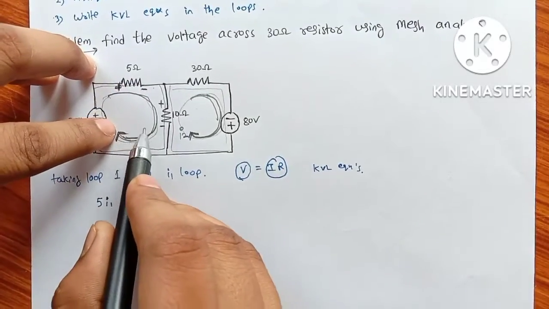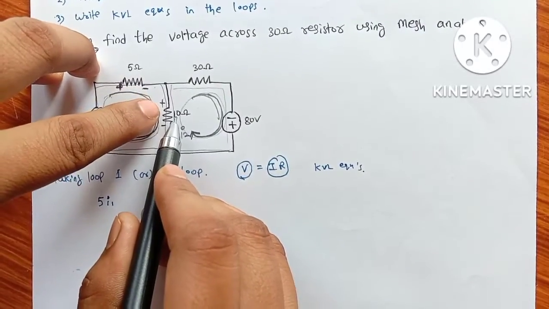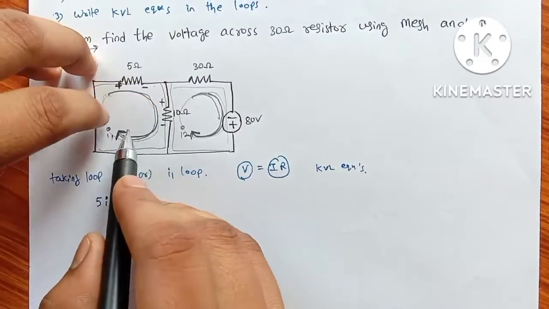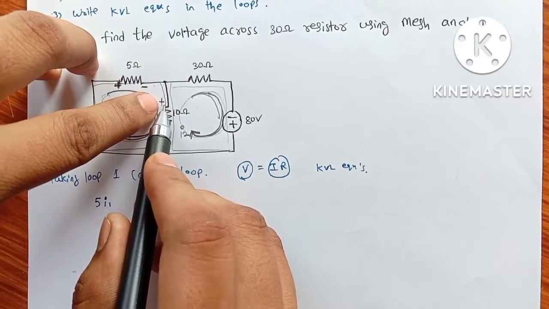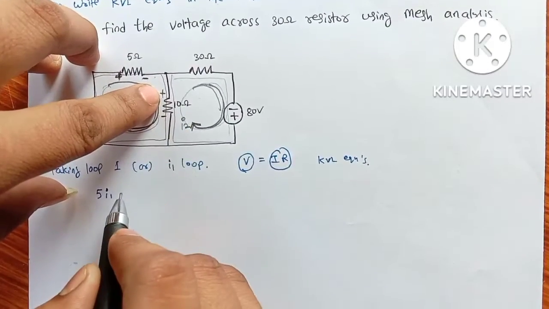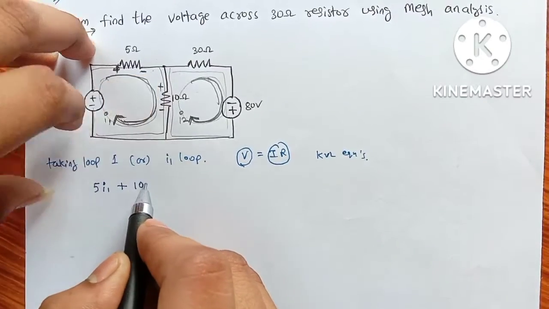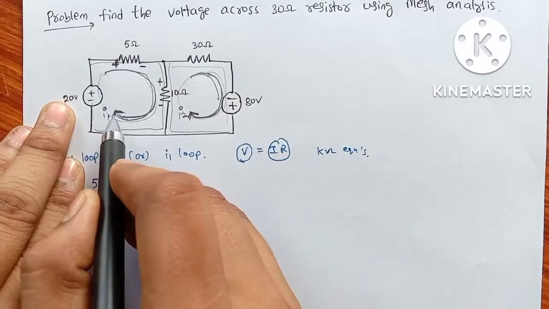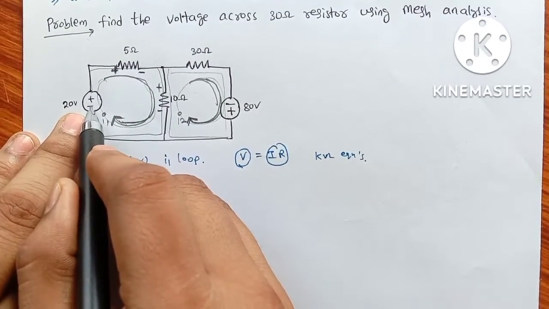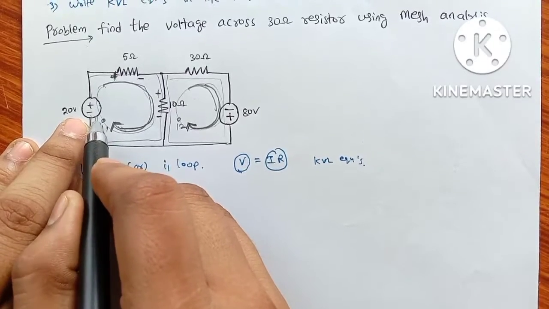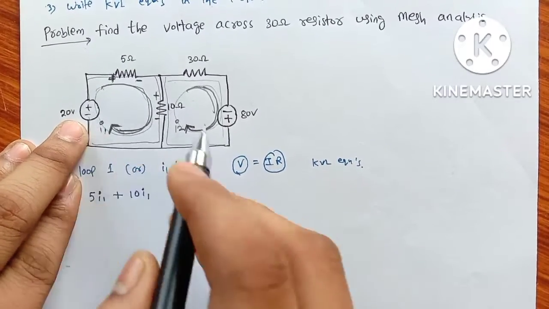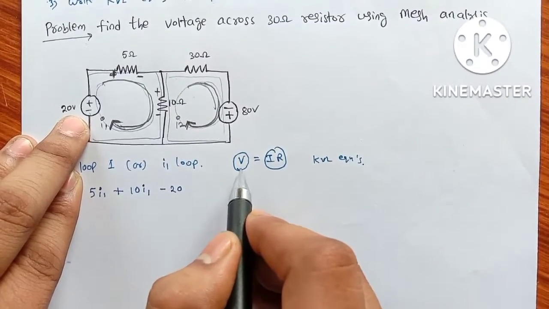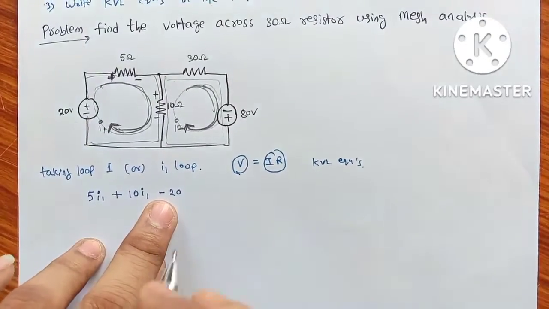Another factor is this 10 ohms resistor in loop 1. Here I1 is touching the positive terminal of 10 ohms first. So positive 10 into I1. Then this I1 is passing from the negative terminal to the positive terminal, so touching the negative terminal first. So negative 20 volts, so minus 20.